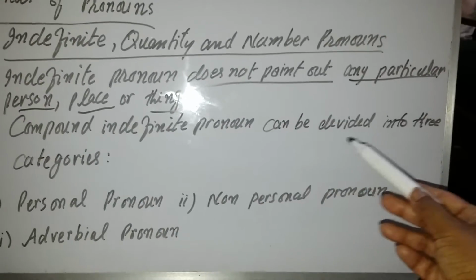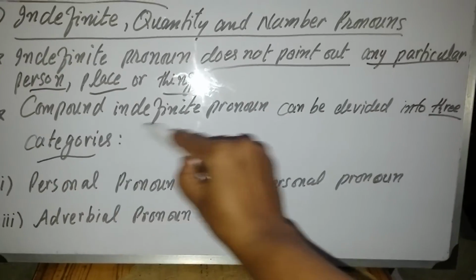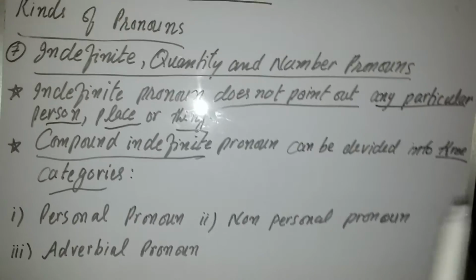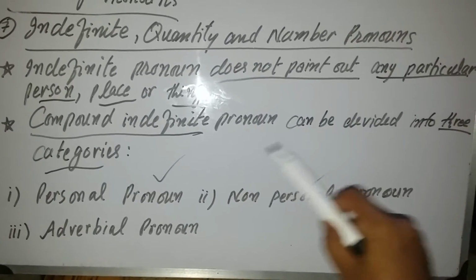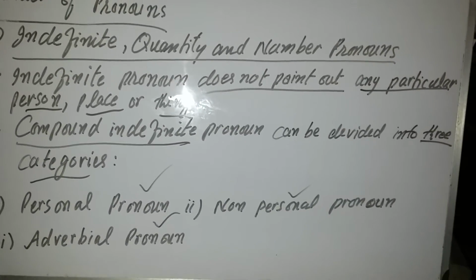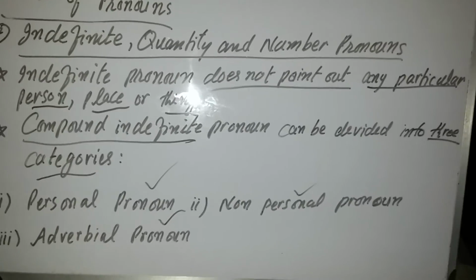Compound indefinite pronouns can be divided into 3 categories. Which are the three categories? Number 1, personal pronoun. Number 2, non-personal pronoun. And number 3, adverbial pronoun. Now we will discuss these 3 categories of compound indefinite pronoun one by one.